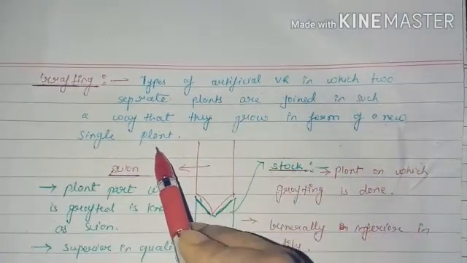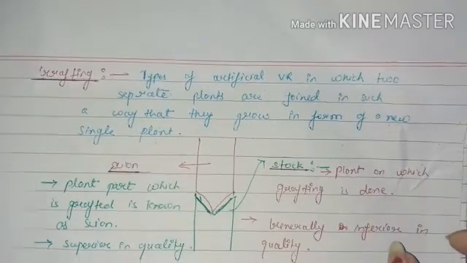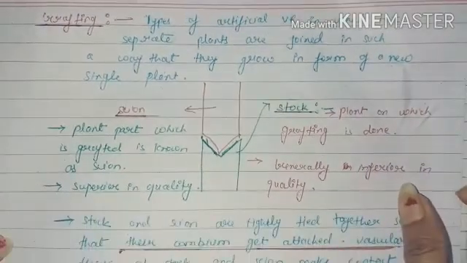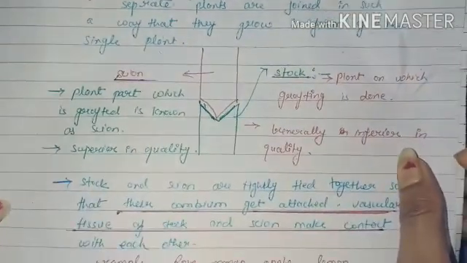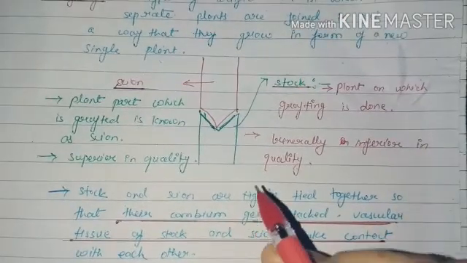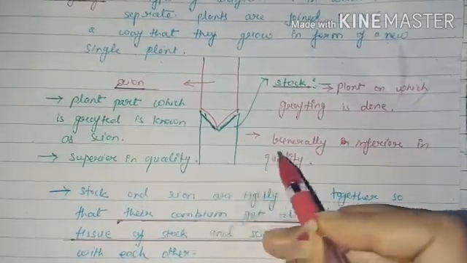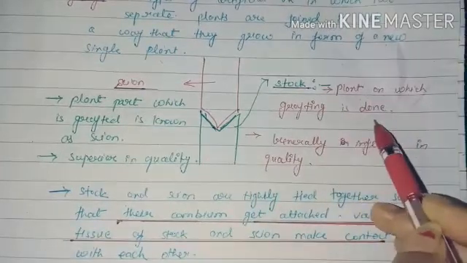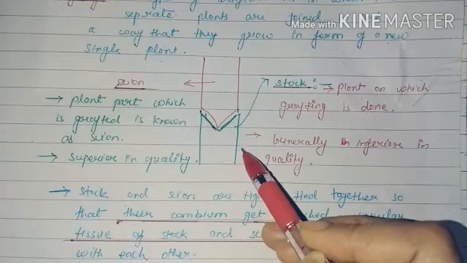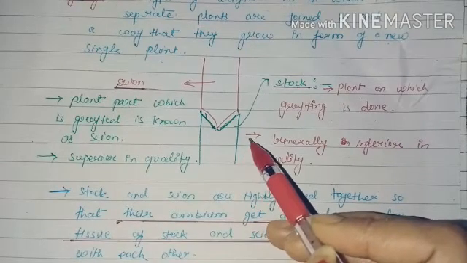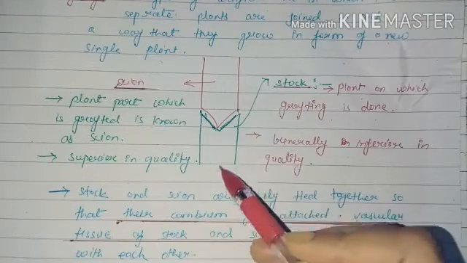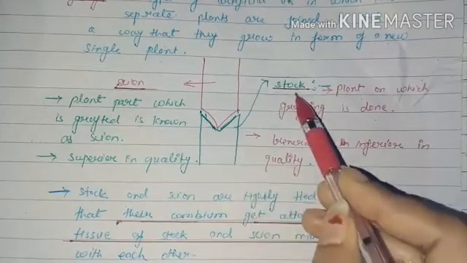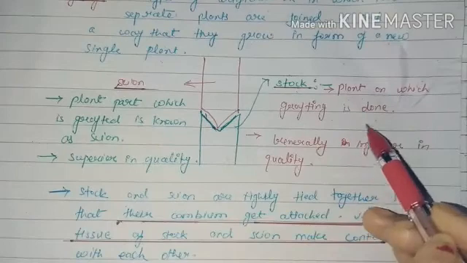So this process is known as grafting. In grafting, first we have to know about two points here, that is scion and stalk. Stalk: you can see the diagram here. Stalk is the plant on which grafting is done. So first we will choose the plant on which we will join the other plant parts. That plant is known as stalk, the plant on which grafting is done.